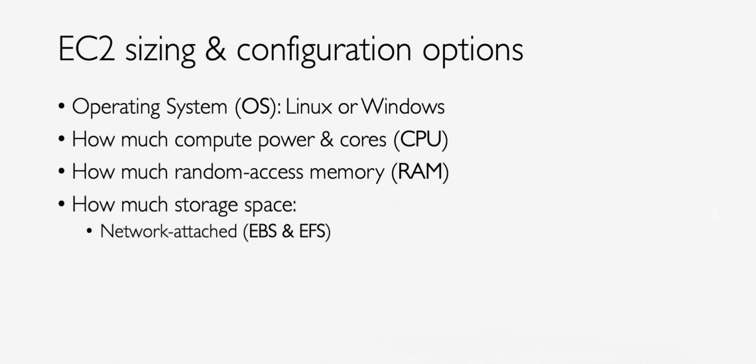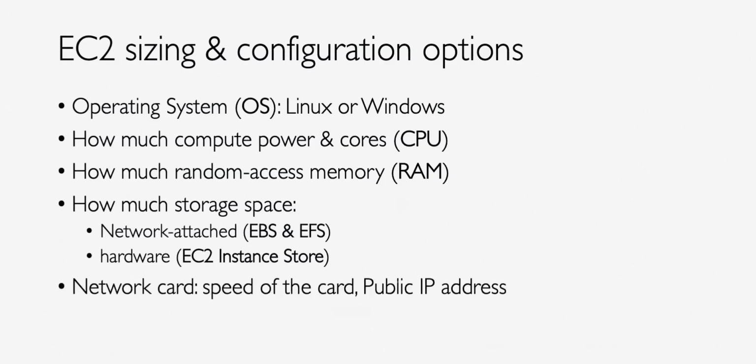So for example, do you want storage that's going to be attached through the network? And we'll see about it with EBS or EFS. Or do you want it to be hardware attached? In this case, it will be an EC2 instance store, and we'll have a whole section on storage, so don't worry about it. And then finally, the type of network you want attached to your EC2 instance.